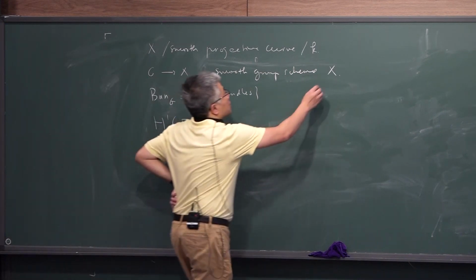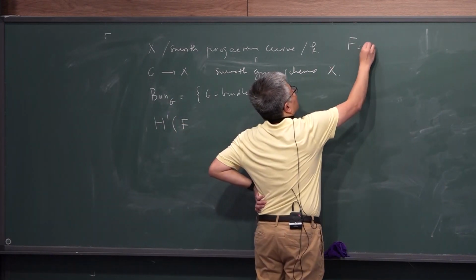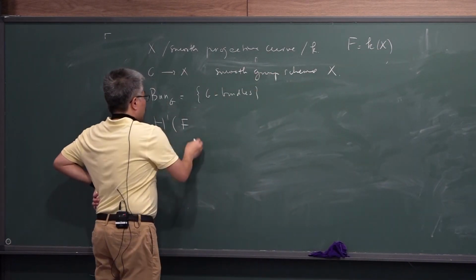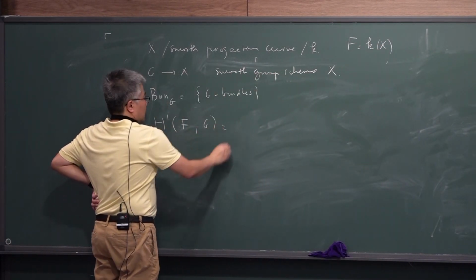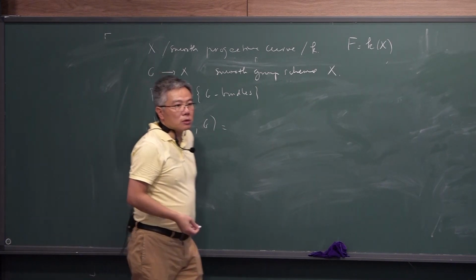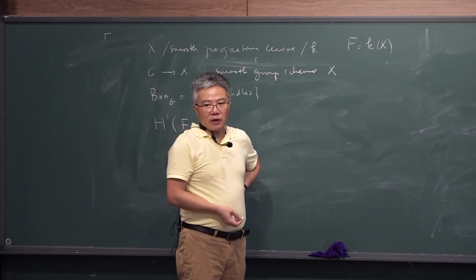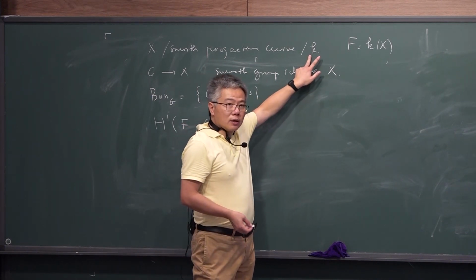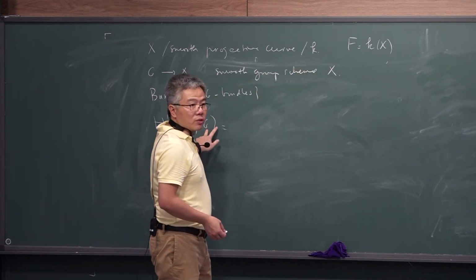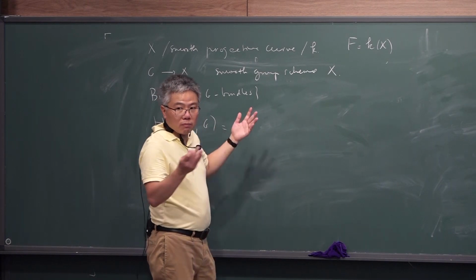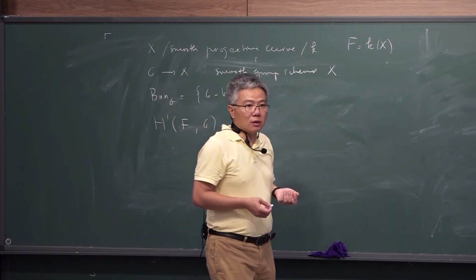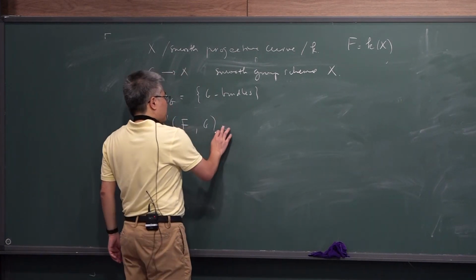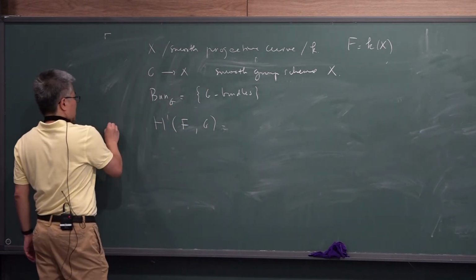So F is the field of rational functions. And H1 of G is not nice in general. We have to have a rational setting to make this thing reasonable, otherwise it would just be a kind of monster.